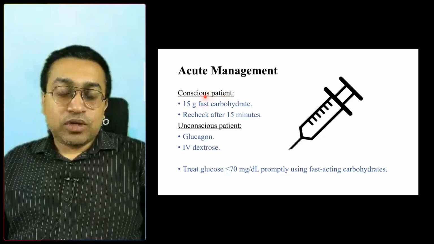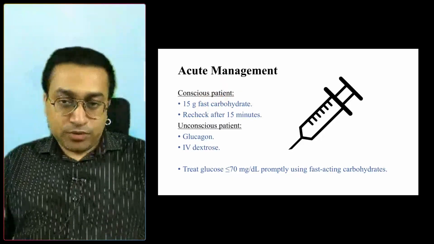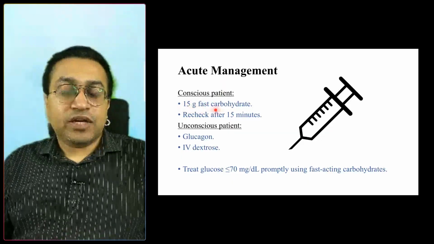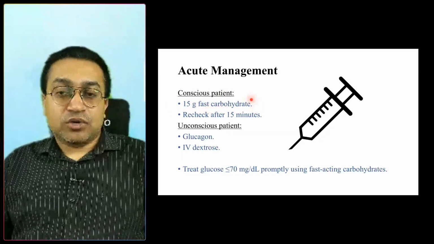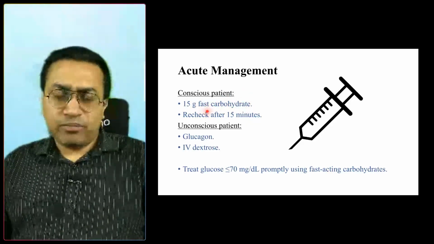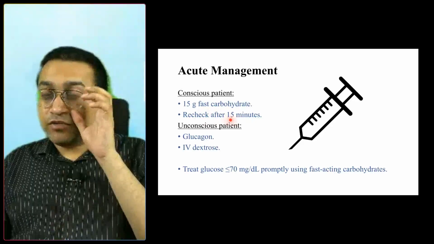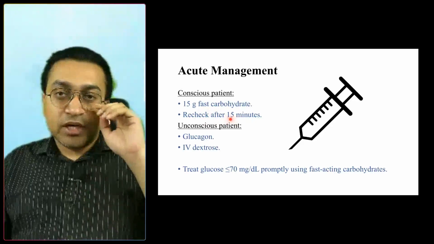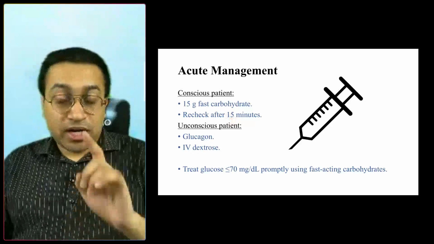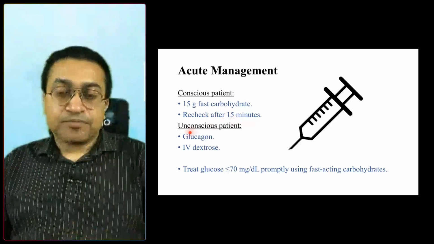If the patient is conscious and having a hypoglycemic episode, simply advise the patient to take 15 gram of fast-acting carbohydrate. The patient can take carbohydrate in any form. Then recheck after 15 minutes. Please remember, recheck after 15 minutes is a very important thing, otherwise you will not come to know whether the level has risen or not. Usually you don't advise the patient and this is missed.